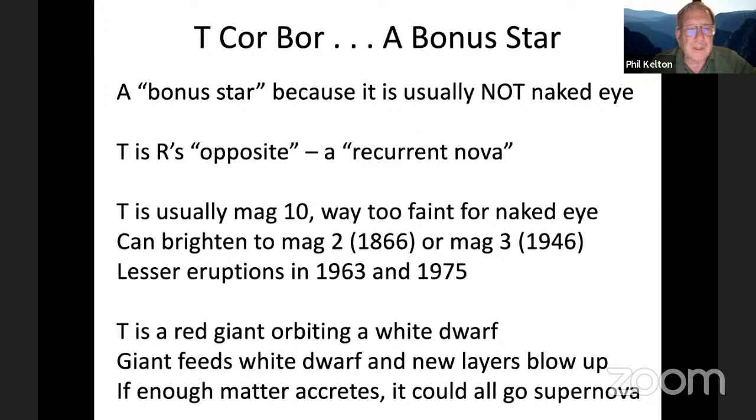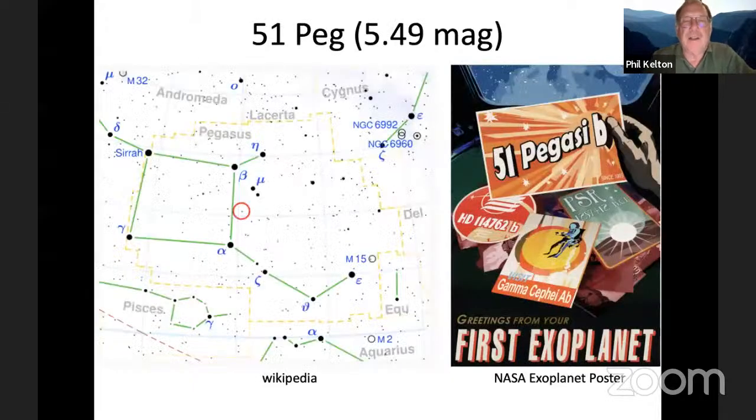1963 and 75. So it's a red giant orbiting a white dwarf, and the giant feeds the white dwarf, and as material accretes, they eventually cause these explosions, and if enough matter accretes, it could even potentially go supernova. Okay, I think I've got 2 stars left.